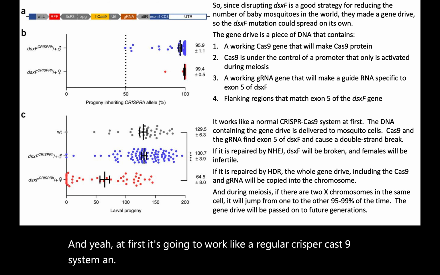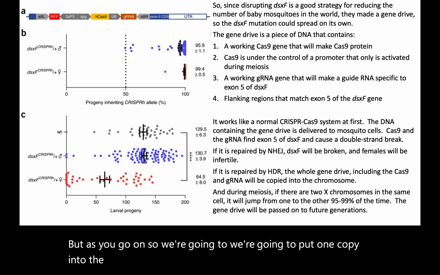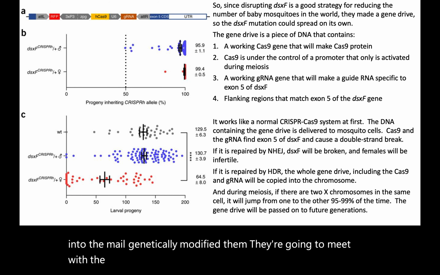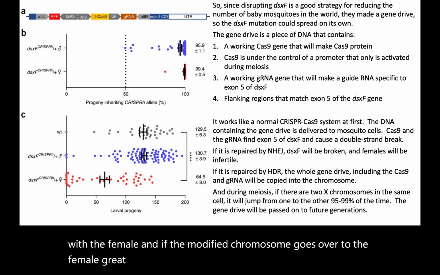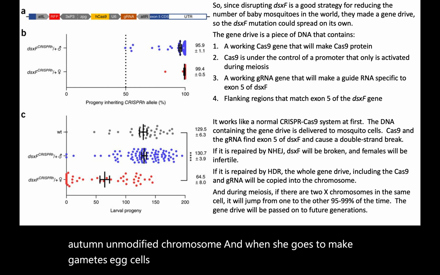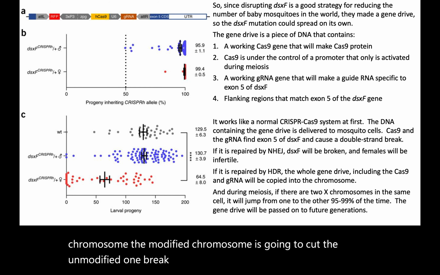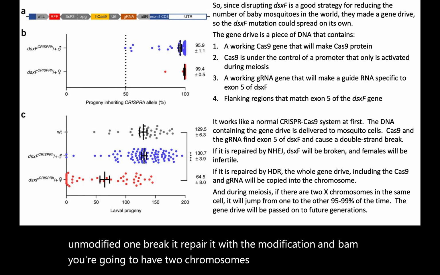At first, it's going to work like a regular CRISPR-Cas9 system, but as you go on, we're going to put one copy into the male, genetically modifying them. They're going to mate with the female, and if the modified chromosome goes over to the female, great. Then she's going to have one modified and one unmodified chromosome, and when she goes to make gametes, egg cells, the modified chromosome is going to cut the unmodified one, break it, repair it with the modification, and bam, you're going to have two chromosomes that now have the gene drive in them.